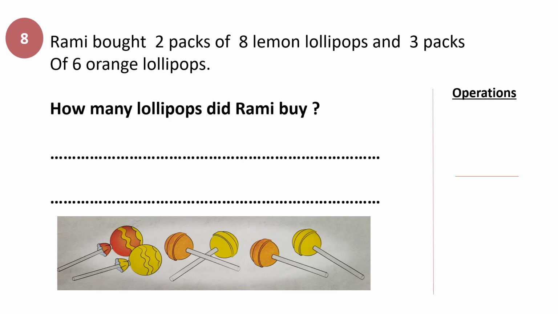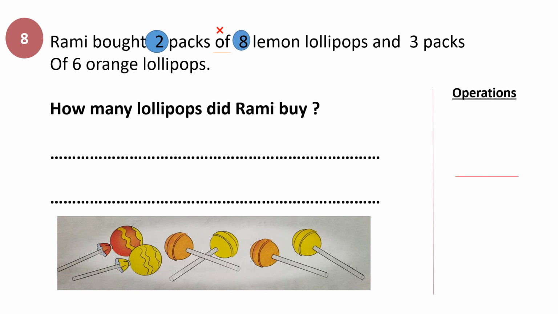We will solve problem 8. Let's read the problem. Rami bought 2 packs of 8 lemon lollipops and 3 packs of 6 orange lollipops. How many lollipops did Rami buy? Rami bought 2 packs. Circle the number 2. Of 8 lemon lollipops, put a line under of. Of means times. Circle the number 8.